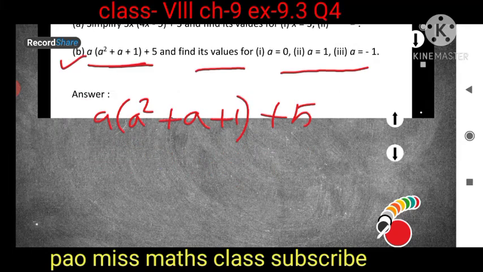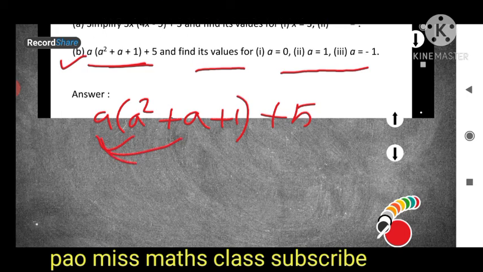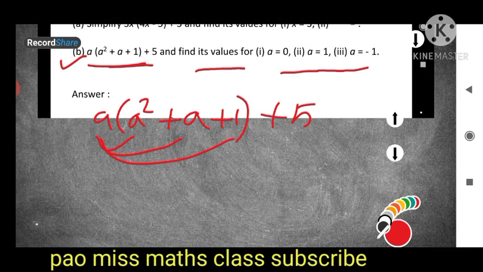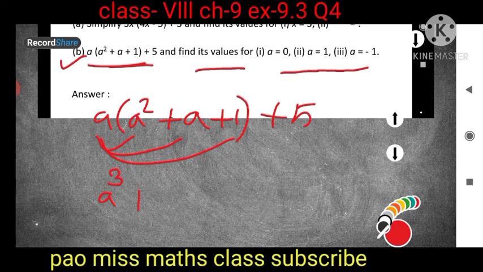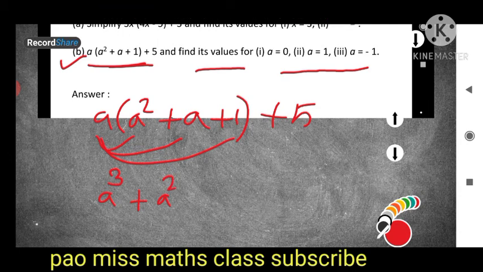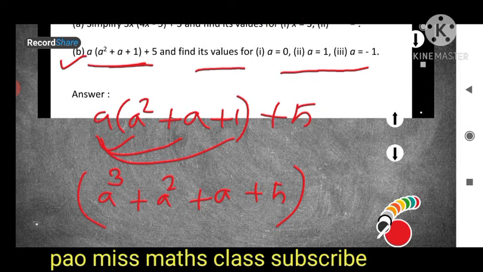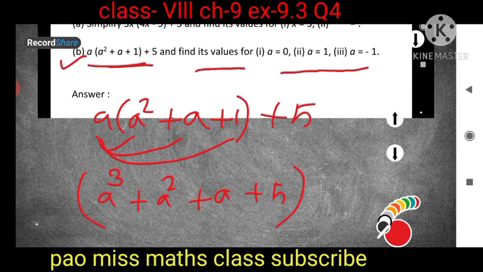Now when you simplify this, how much will you get? This a will multiply with all the terms inside the bracket, okay? So a into a square will become a to the power 3. Now a into a, plus is there, plus. Now a into a is what? a to the power 2. Now a into 1 is a, plus 5. So this is the simplification of the given question.